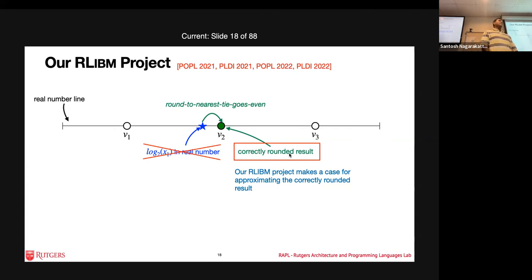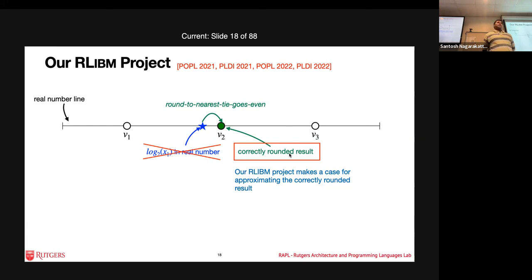Why are you focused on approximating real values? People were saying, oh, let me generate a polynomial that is very close to the star, right? That's not your end result. What is your end result? Your end result is to produce this green dot, which is the correctly rounded result. And what do computer scientists, compilers people do? Directly go after it. So our key message in the RLibM project is to directly approximate the correctly rounded result.